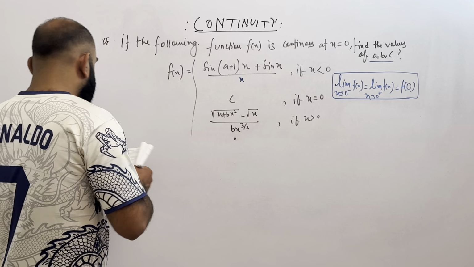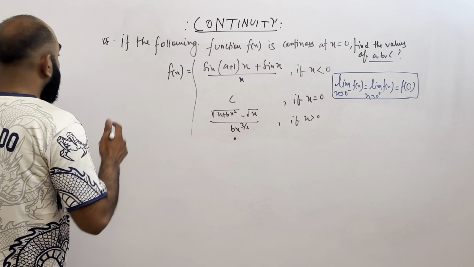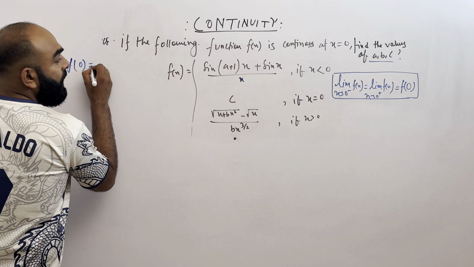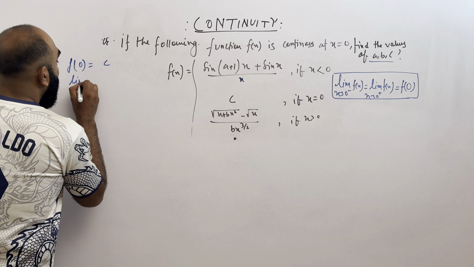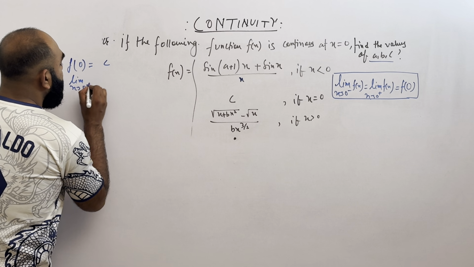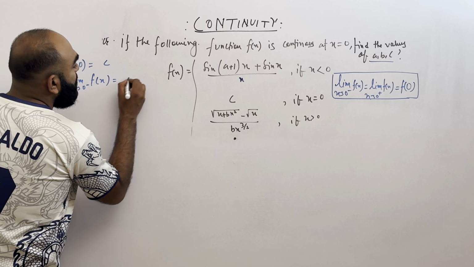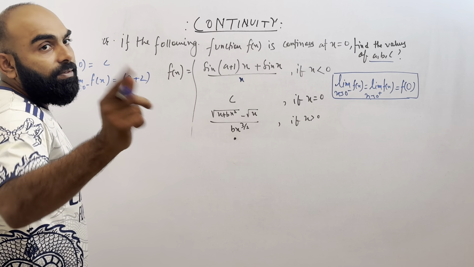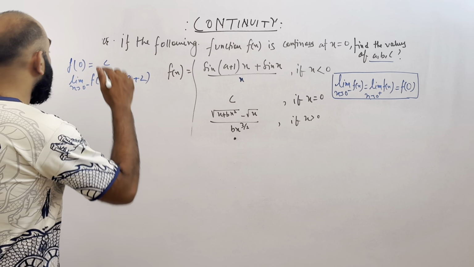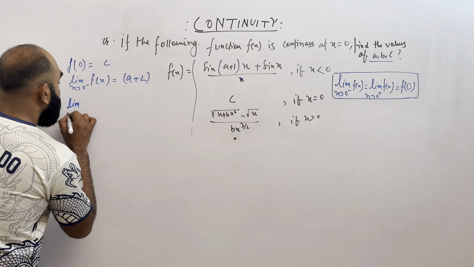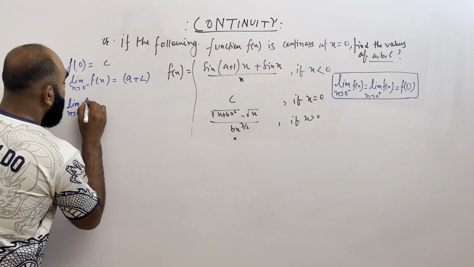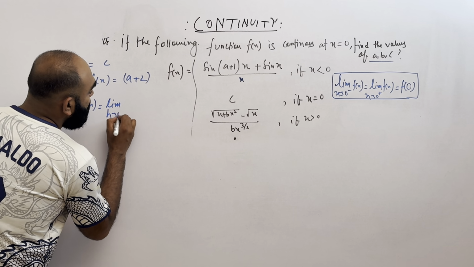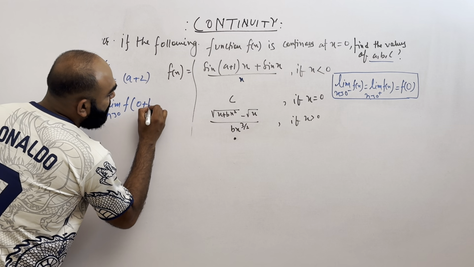Okay sir, go with that. Let's find, what is our f of 0? Sir, f of 0 is c. Limit x tends to 0 minus f of x, sir, value is a plus 2. Now I have to check the value of limit x tends to 0 plus f of x. So how will I write? Sir, limit h tends to 0, f of 0 plus h.